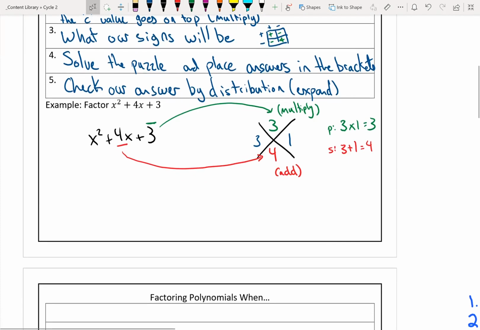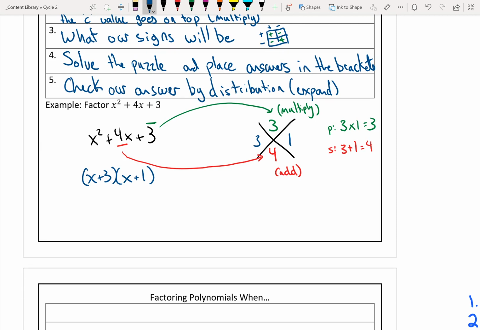The X puzzle is just more of a way to help you organize your thinking. So we solved our X puzzle. We're going to have two sets of brackets. The variable is X, so that comes first. And then I'm just going to place my two numbers in there. So in this case, I'm going to have plus 3 and plus 1. So that is my equation, and it's factored.